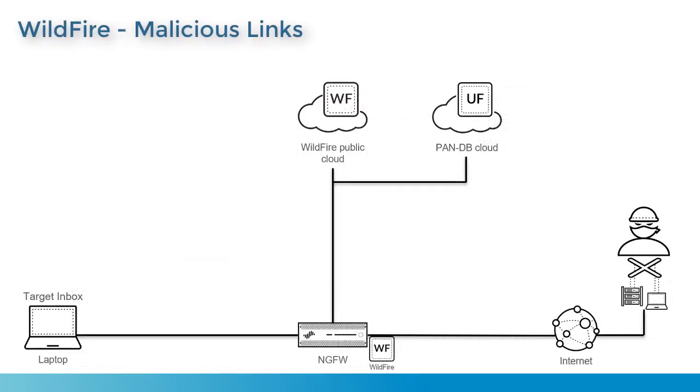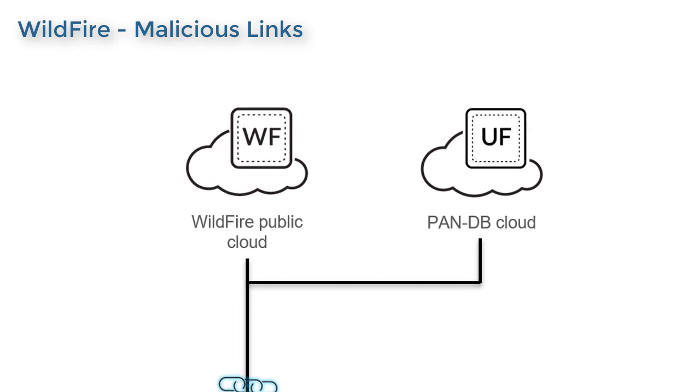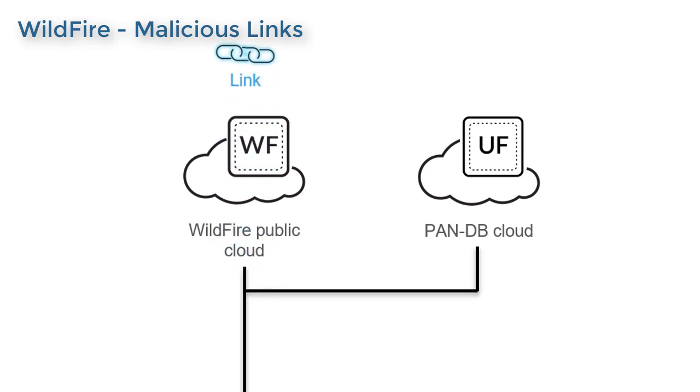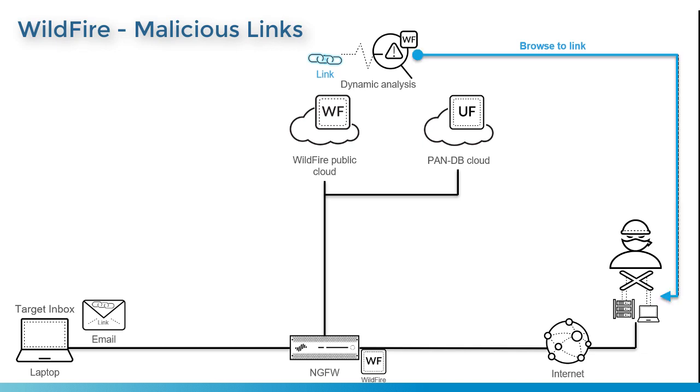WildFire isn't just capable of detecting malicious files, it can be used to detect malicious links and URLs also. In this scenario, we have an attacker who sends an email to a target user, and that email contains a link which looks benign. However, the firewall takes a copy of that link, and based on the WildFire analysis profile, will send that link up to the WildFire public cloud, where then a virtual machine doing dynamic analysis will browse to the address in that link.